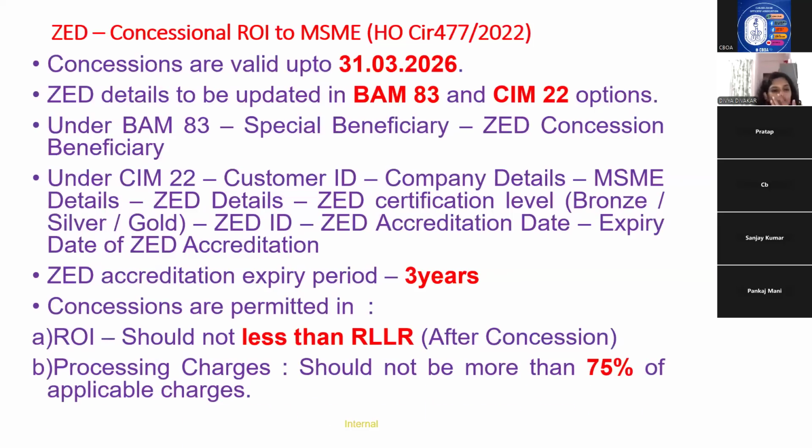And what are the concessions permitted? In two cases: one is ROI concession and the other is processing charge concession. In case of ROI, after giving the further concession, it should never be less than the RLLR. Then processing charge should not be more than 75% of the applicable charges.